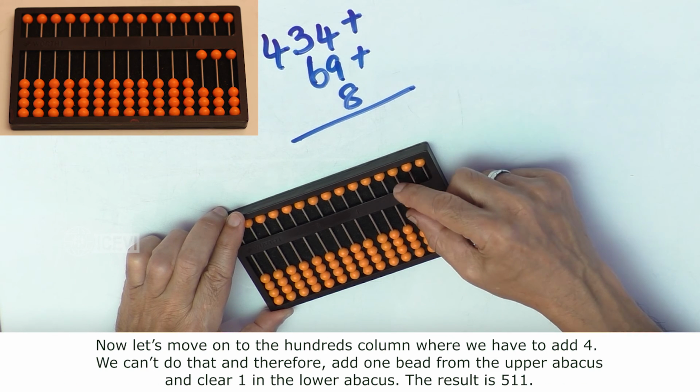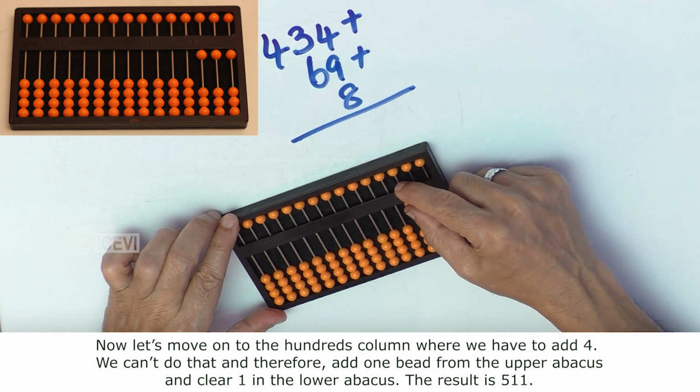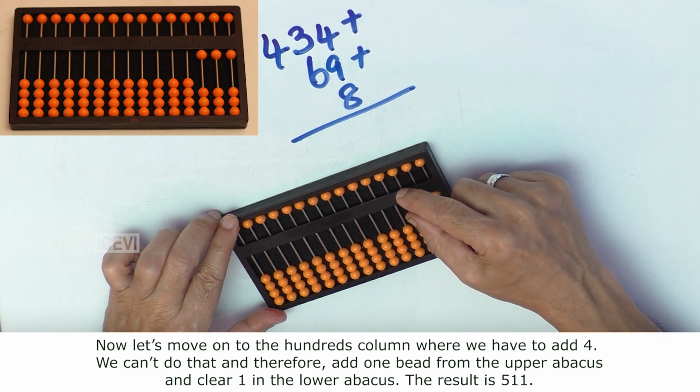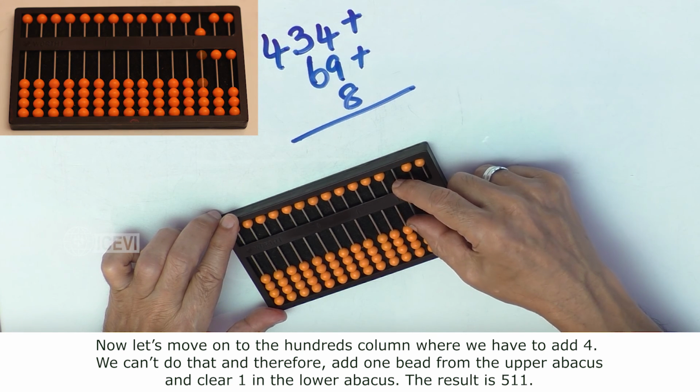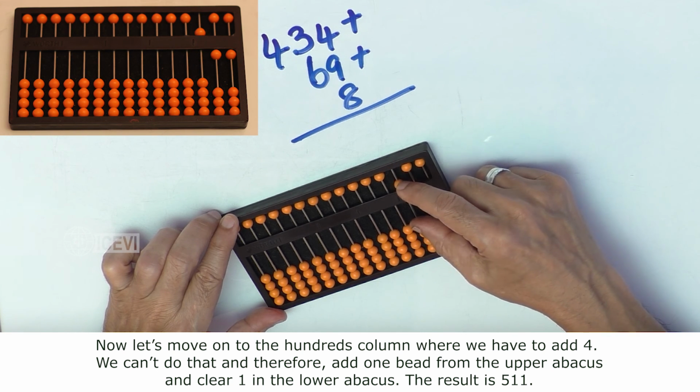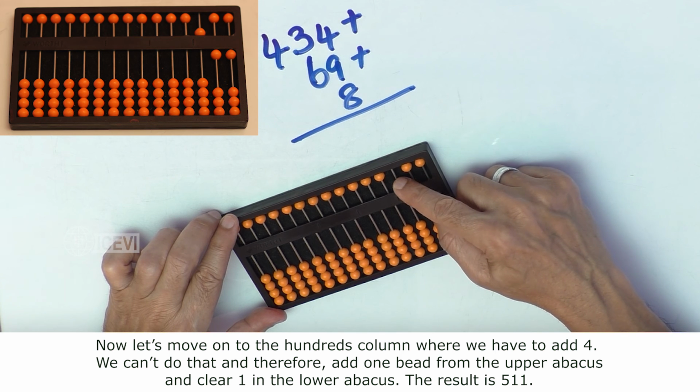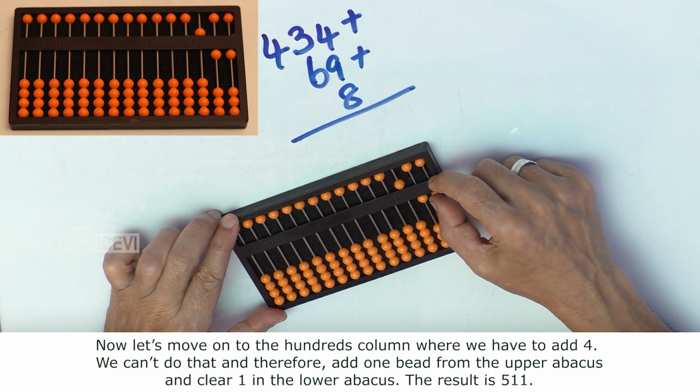Now let us move on to the hundreds column where we have to add 4. We can't add in the lower abacus and therefore add 1 bead from the upper abacus and clear 1 in the lower abacus. The result is 5, 1, 1.